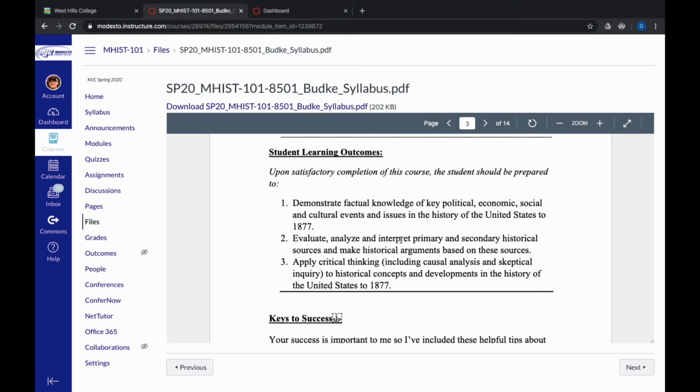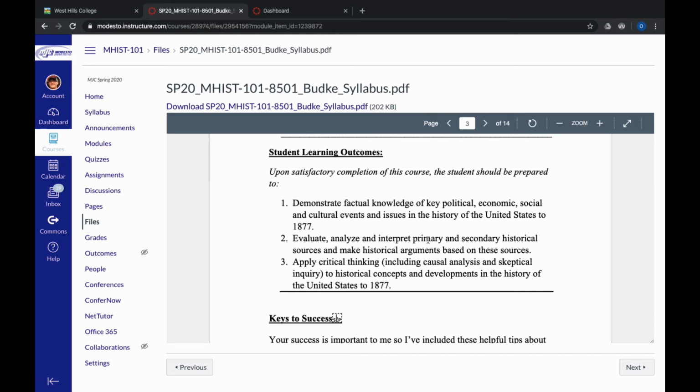Now, when we get to more of the critical thinking aspect of evaluating, analyzing, and interpreting primary and secondary historical sources, and then making historical arguments based on these sources, and applying critical thinking, including causal analysis and skeptical inquiry to historical concepts and developments in the history of the U.S. to 1877. These are where our assignments and our research project come into play in a big way. So when we're analyzing primary and secondary sources, and I include a lot of primary sources in our weekly assignments, this is where you're going to demonstrate competency, is those assignments and the research paper, okay?